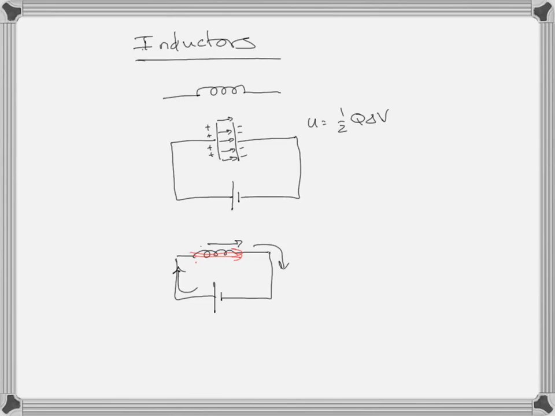I believe that's the correct direction. Yeah, that's the correct direction of the magnetic field. So there will be magnetic energy stored in that coil. And when there's a constant current in the circuit, there's going to be a constant magnetic field in the inductor, in the coil, in the solenoid. In this case, again, the solenoid is called the inductor.